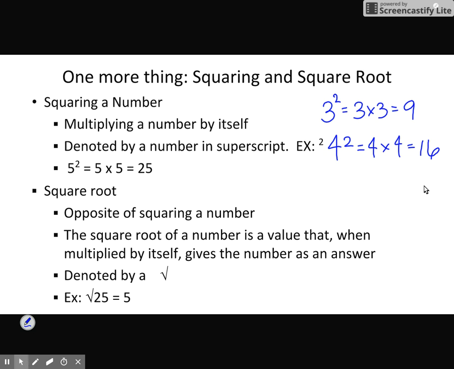Now a square root is going to be the opposite of squaring a number. The square root of a number is a value when multiplied by itself gives the number as an answer. So this is shown by the square root symbol you have below. The example is the square root of 25. But you can also do it, the square root of 9 is 3, and the square root of 16 is 4. So they are opposites of one another. When you square a number, you multiply by itself. The square root is when you multiply by itself, it gives the number as an answer, as the examples you see listed on the board.